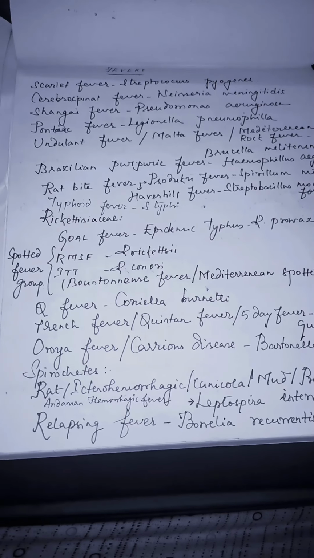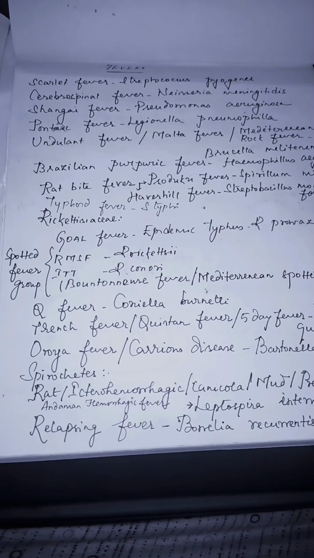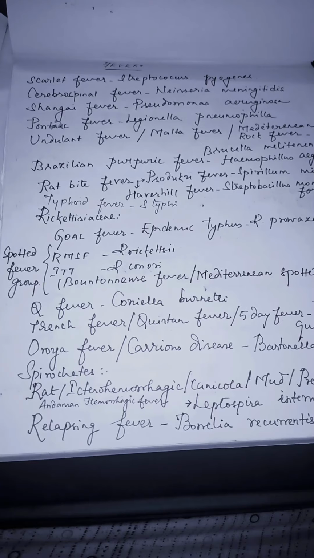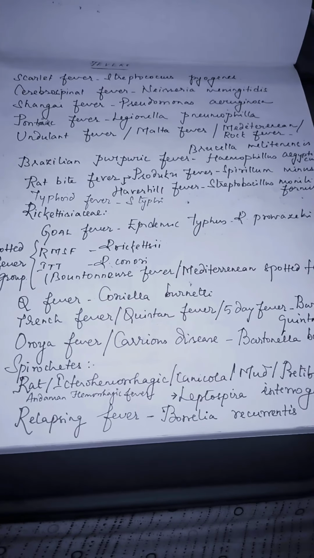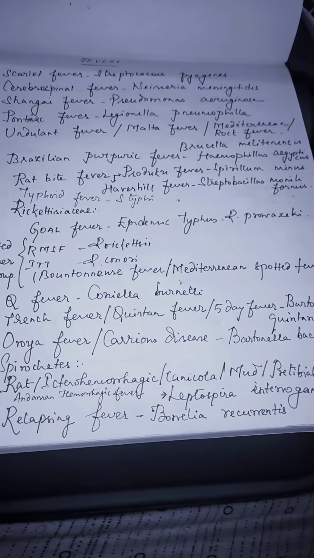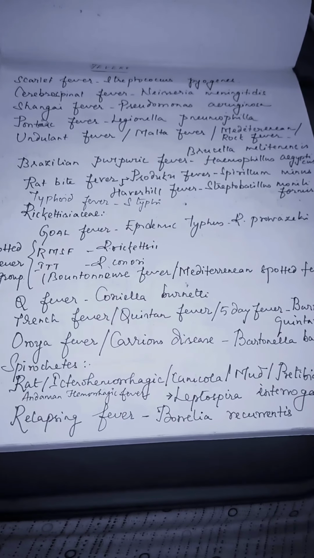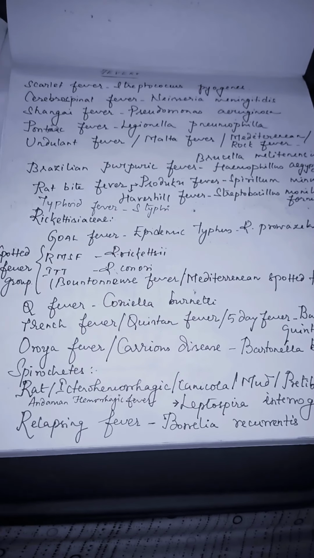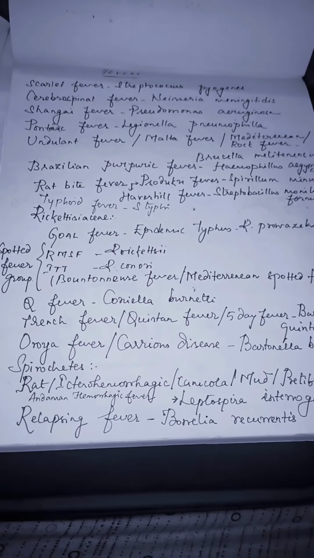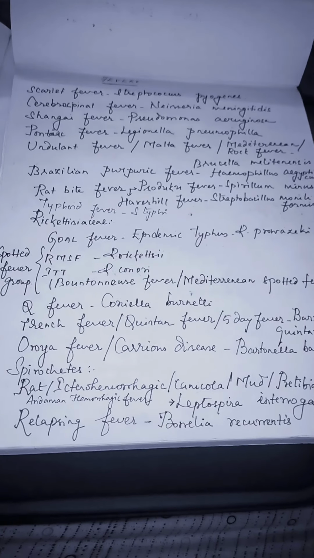Next, Q fever, organism is Coxiella burnetii. Then trench fever or quintan fever or 5-day fever, which is caused by Bartonella quintana. And Oroya fever, which is otherwise called Carrion's disease. The organism is Bartonella bacilliformis.